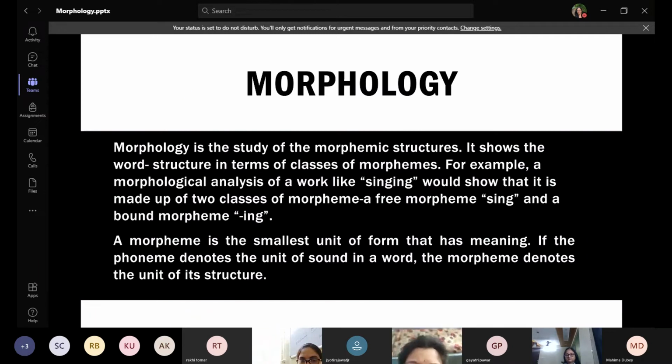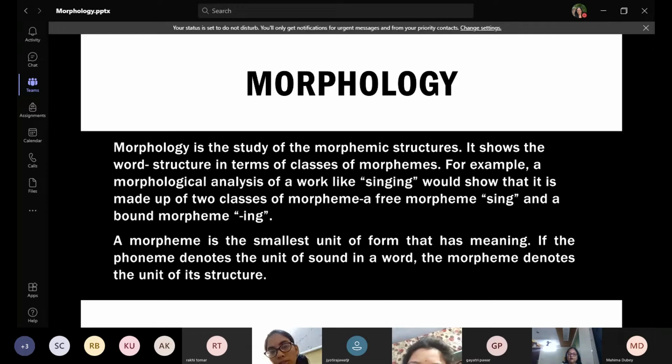Okay, the word structure is formed by morphemes, right? So as Ashore said that there is always structure, everywhere there is a structure. So word also has a structure. The constituent parts of the structure, when they form a structure, then it gives a meaning.